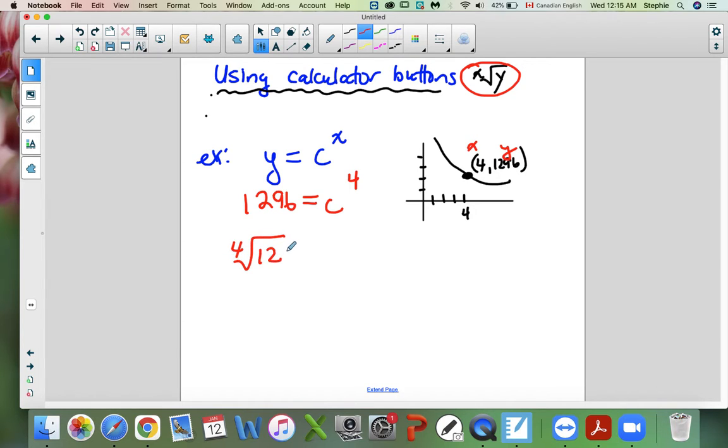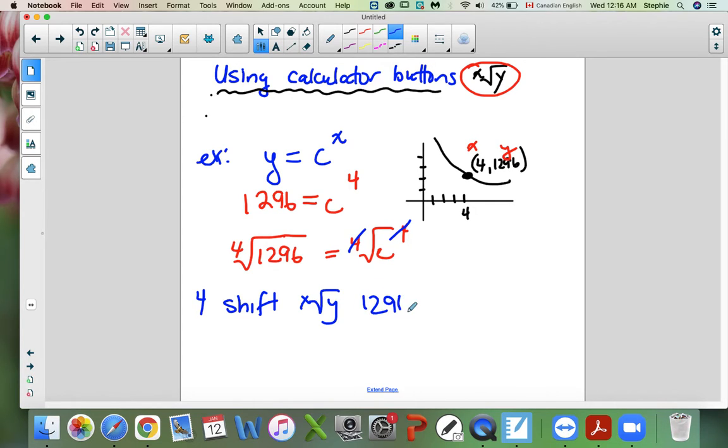What you do to one side, you do to the other. And of course, this will cancel that out. But then on your calculator, I press 4 first, then I press the shift button, then I press this button, and then I press 1296. You figure out on your own calculator what it is.